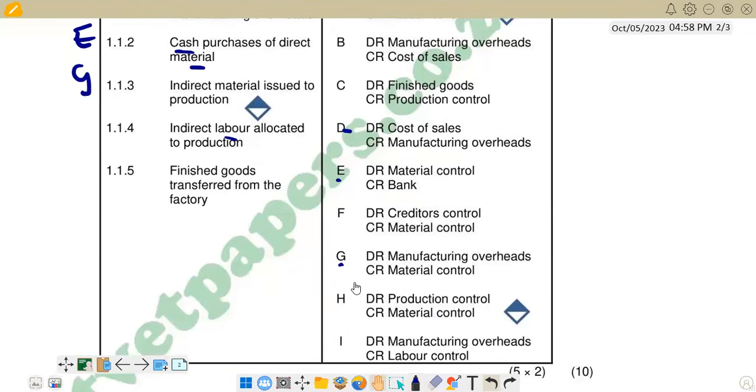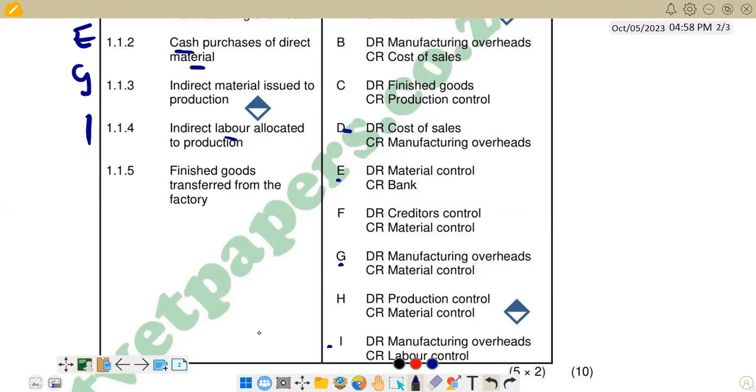Right, this one we have got crediting labor control and debiting manufacturing overheads. Remember, this is indirect labor, which is going to be under the manufacturing overheads. So I is the most appropriate here. So we're going to put I here.